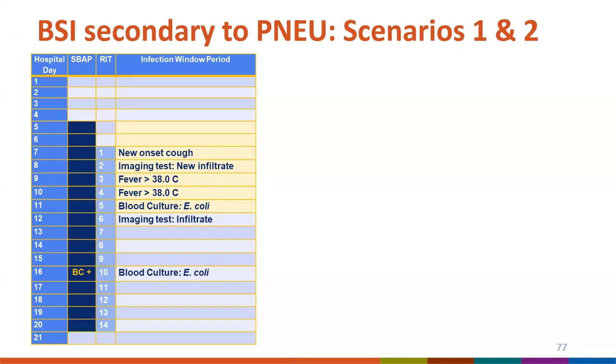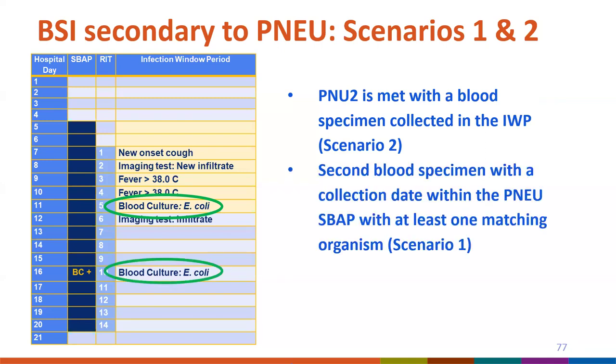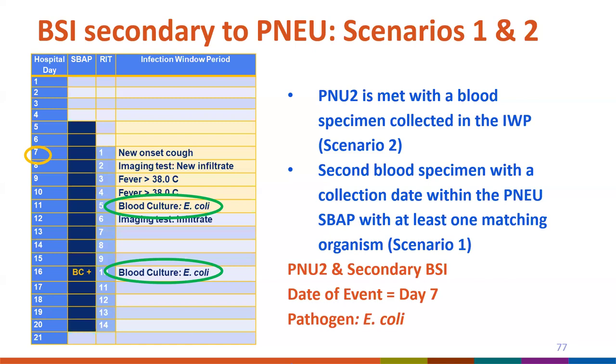In this scenario, the blood specimen with E. coli is collected within the IWP, and the organism is used as an element to meet Nu2, and the BSI is attributed as secondary to Nu2. Additionally, there is a blood specimen collected in the SBAP with a matching organism to the organism in the specimen used to meet Nu2. And this BSI is also attributed as secondary to Nu2.